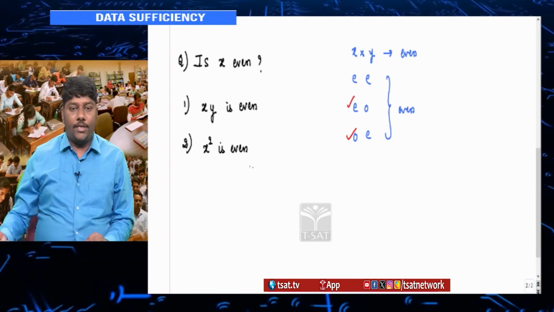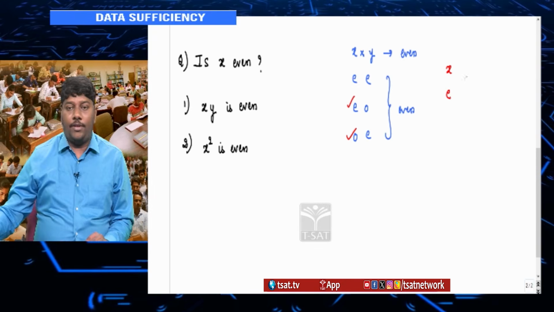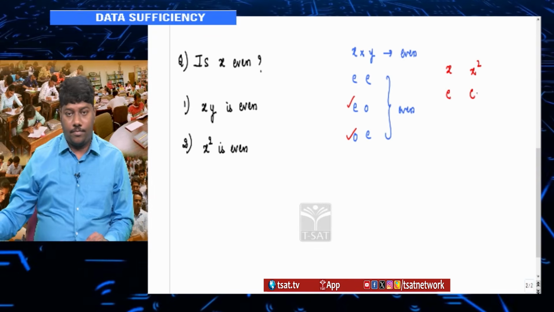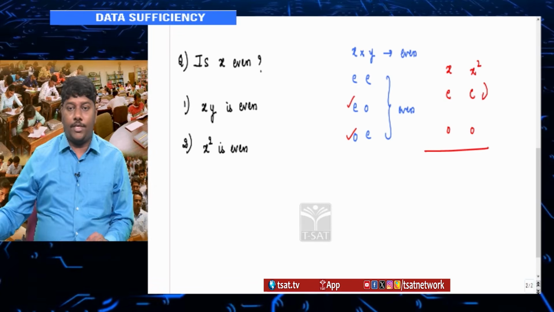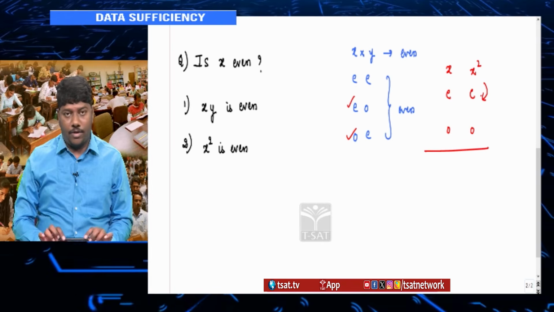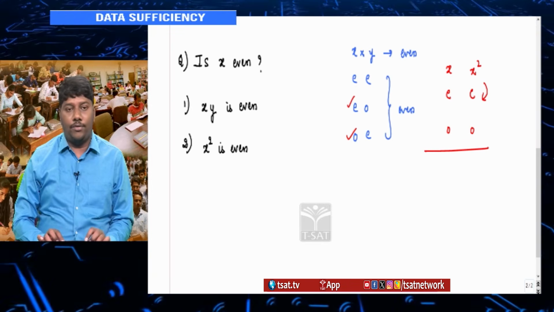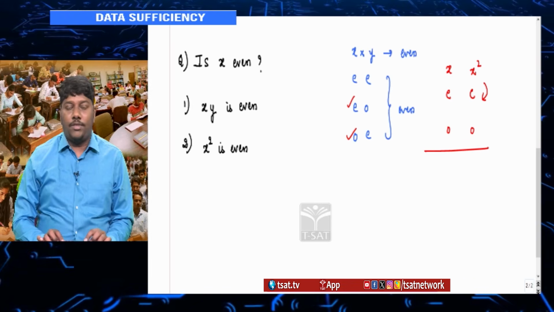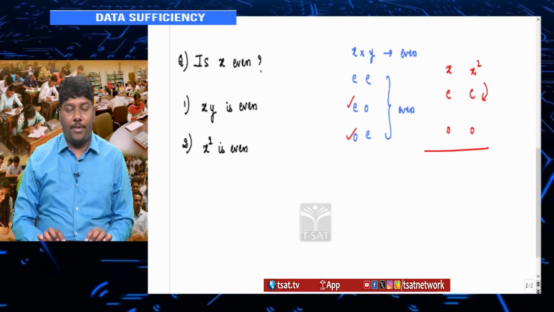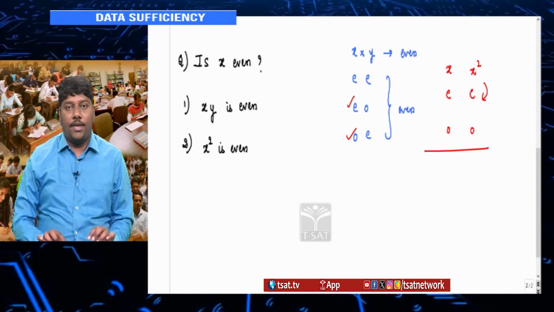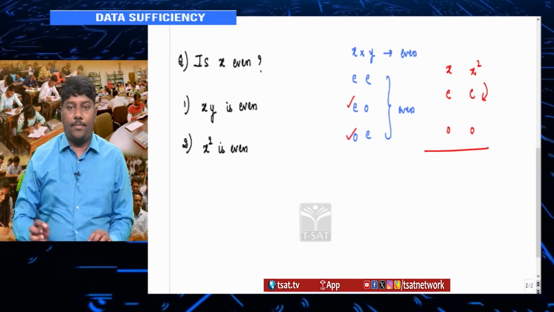When I say X square is even, obviously see here, when X is even, X square is also even. When X is odd, X square is also odd. Therefore, he says X square is even means X must be an even number. So, when X must be an even number, I'm able to answer the question by using statement 2. So, my answer is option B here. I hope you understood. I am able to answer by using only the data given in statement 2. So, our answer is B.